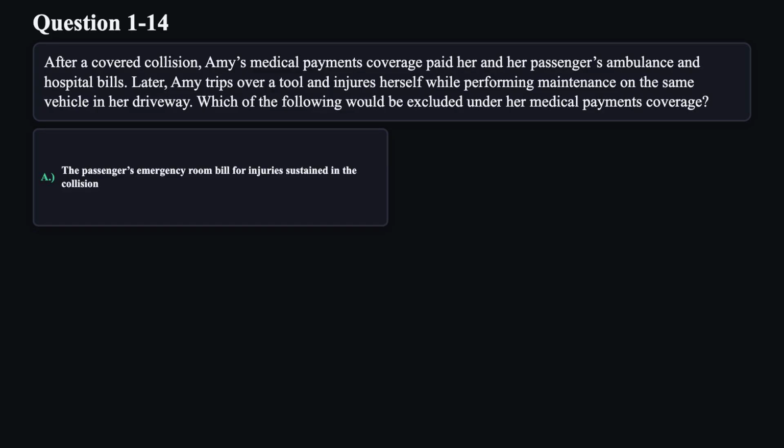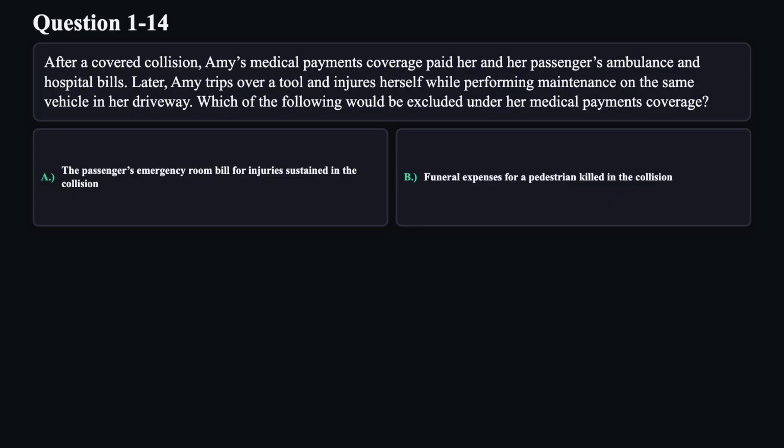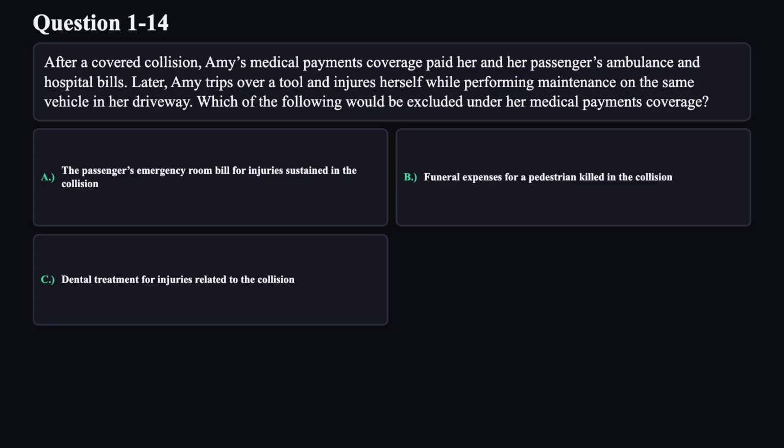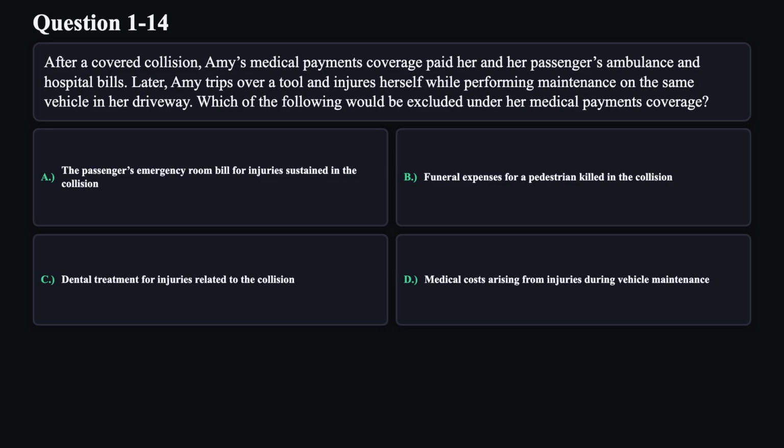A. The passenger's emergency room bill for injuries sustained in the collision. B. Funeral expenses for a pedestrian killed in the collision. C. Dental treatment for injuries related to the collision. D. Medical costs arising from injuries during vehicle maintenance.